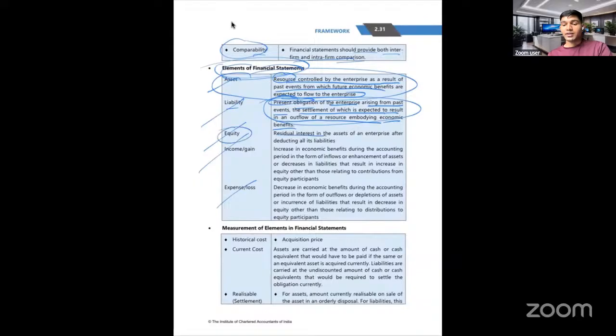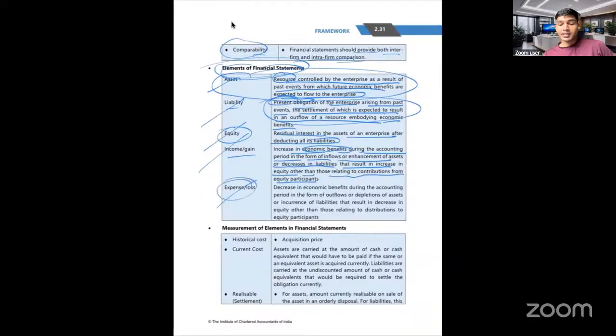Equity is a residual interest in the assets of an enterprise after deducting all its liabilities. Income is the increase in economic benefits during the accounting period in the form of inflows or enhancement of assets or decrease in liabilities that result in an increase in equity, other than those relating to contributions from equity participants.